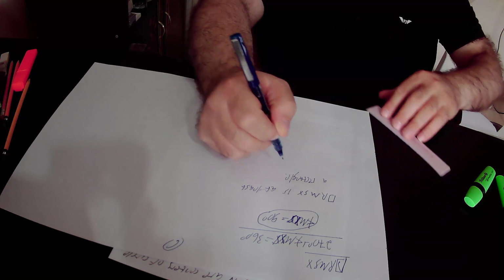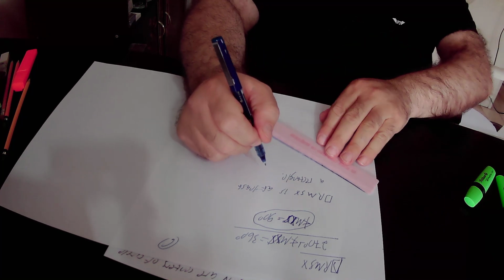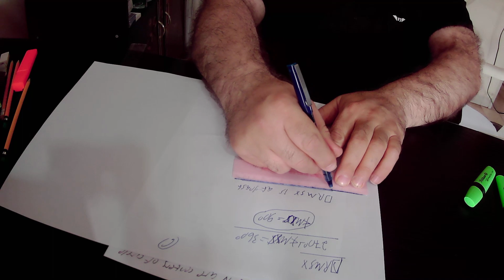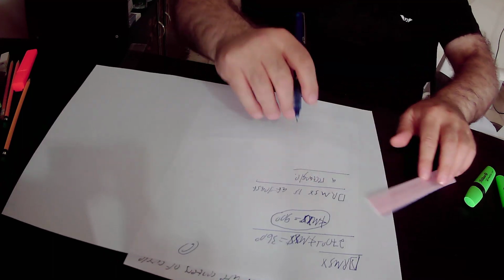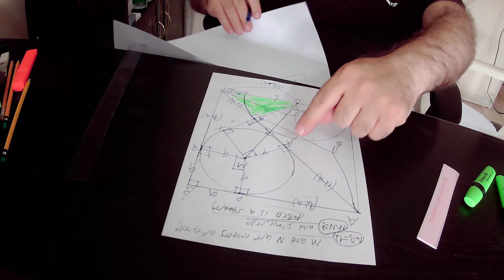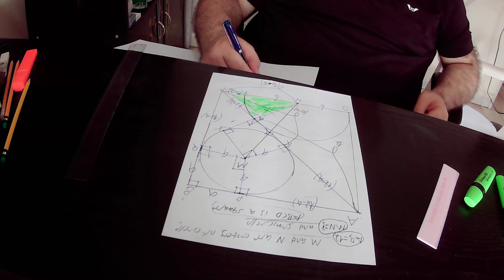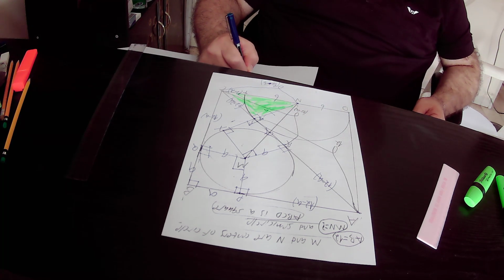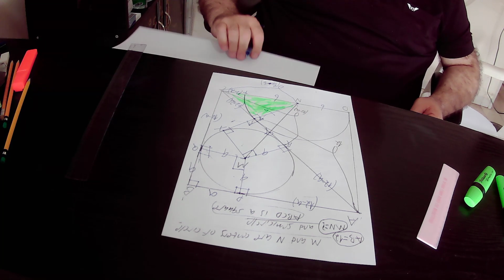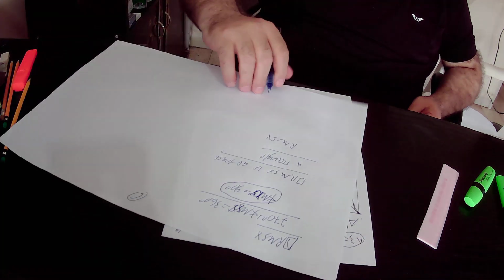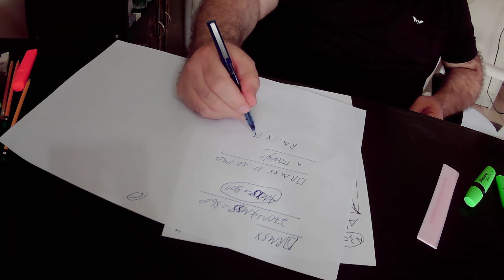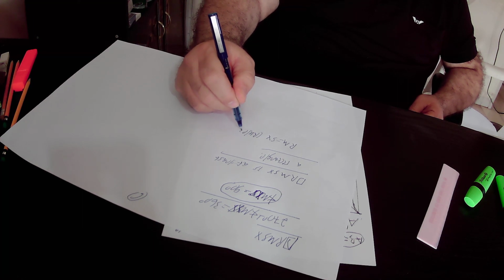I'll repeat again. Quadrilateral RMSX is at least a rectangle, and we know that the opposite sides of a rectangle are equal to each other. That is to say, RM equals SX, according to rule number 3, that the opposite sides of a rectangle are equal to each other.